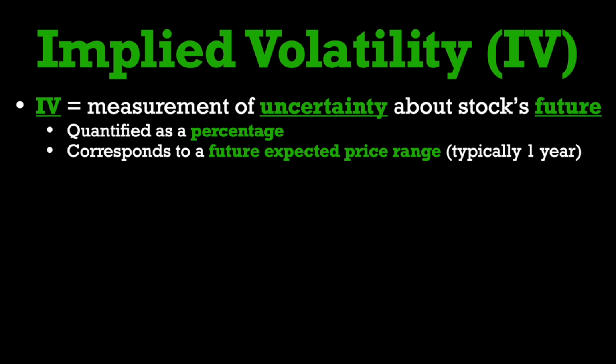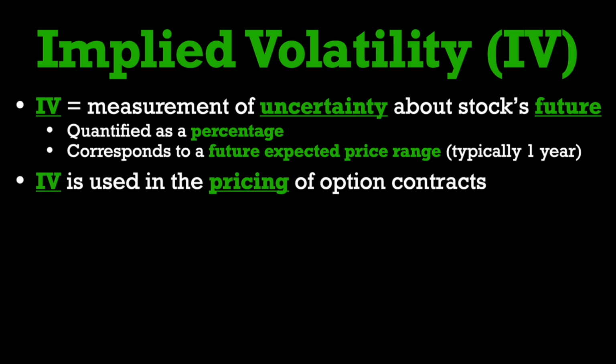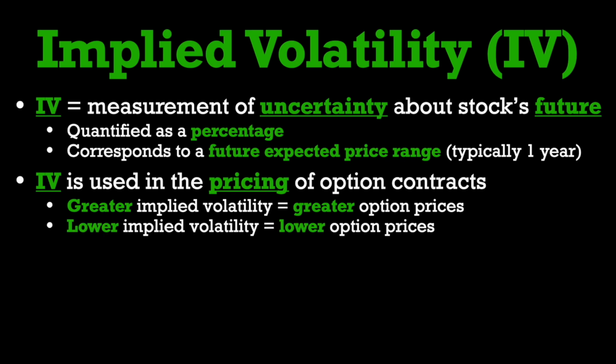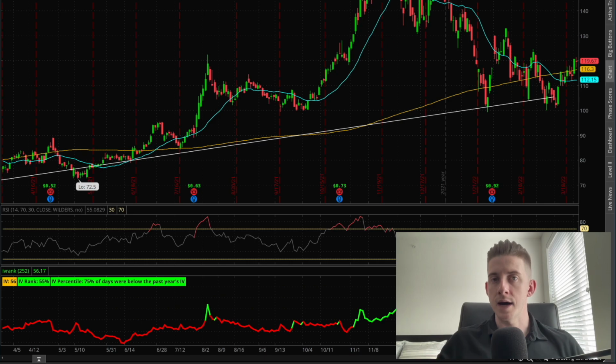Now, the important thing to understand here, though, is that the implied volatility for any stock is baked into the prices of option contracts, and specifically with higher implied volatility and therefore greater uncertainty about that stock's future, the higher the option prices will also be. And then conversely, with lower implied volatility and therefore more certainty about the stock's future, the less the option prices will be.